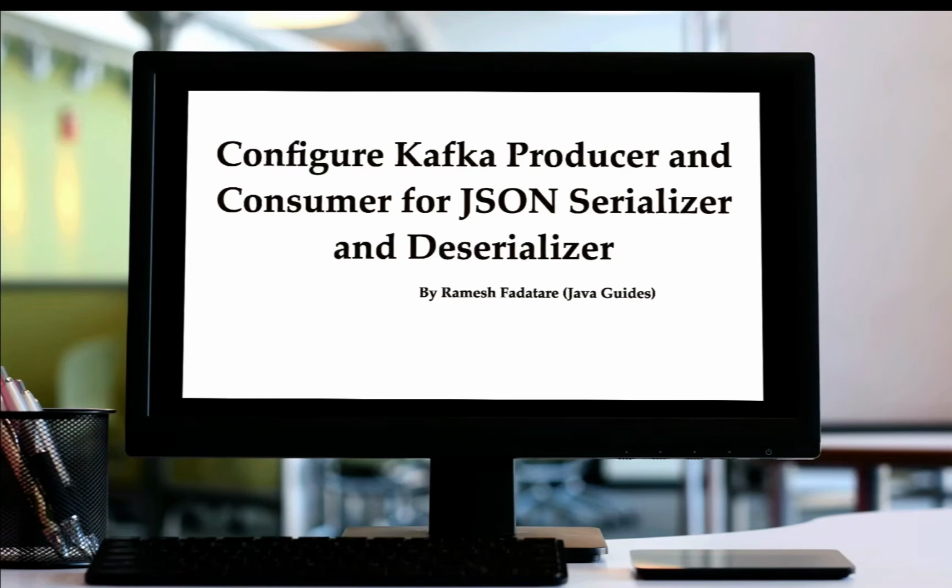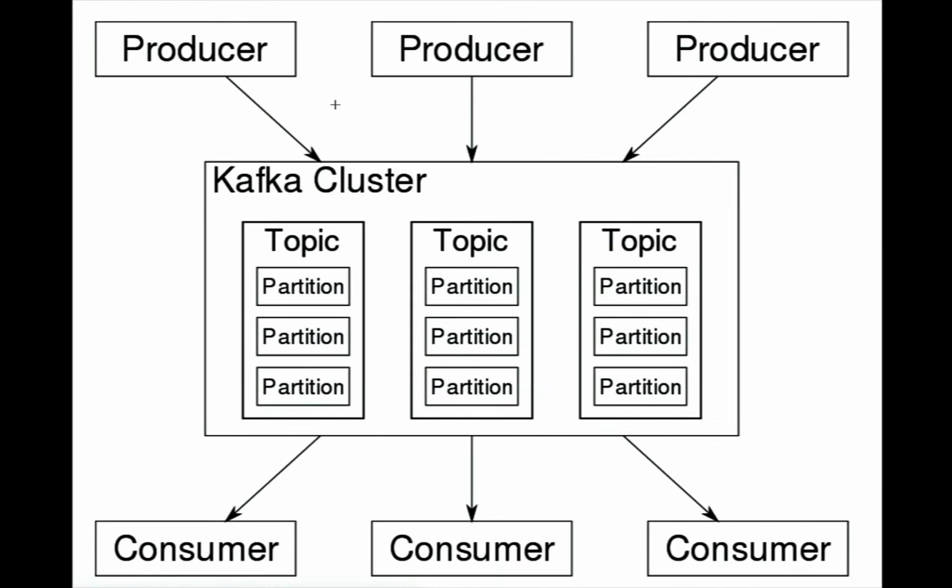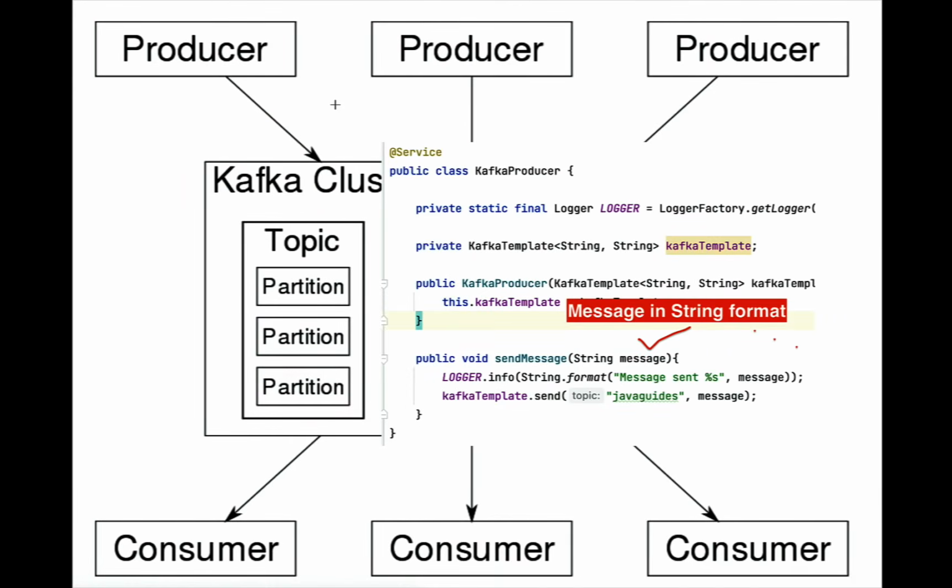In this lecture, we'll configure Kafka Producer and Consumer for JSON serializer and deserializer. In previous couple of lectures, we have used messages of type string for the communication, right? So Kafka Producer will produce the message of type string and write it to the Kafka topic, and then Kafka Consumer will consume that string message from the Kafka topic.